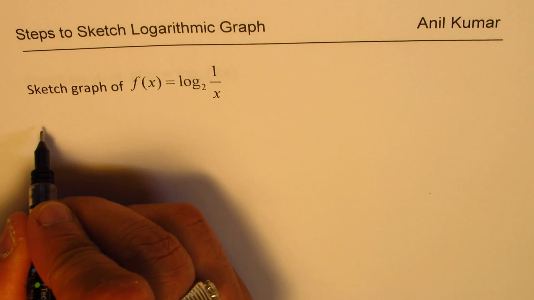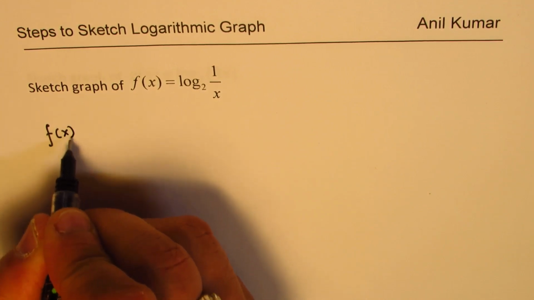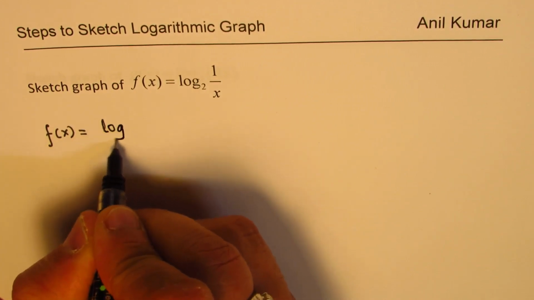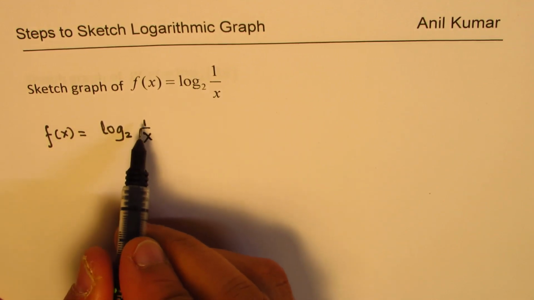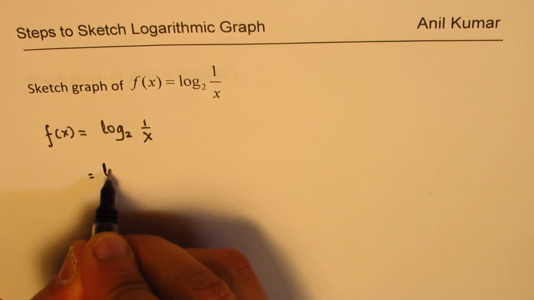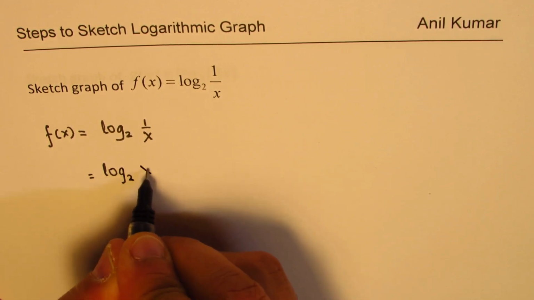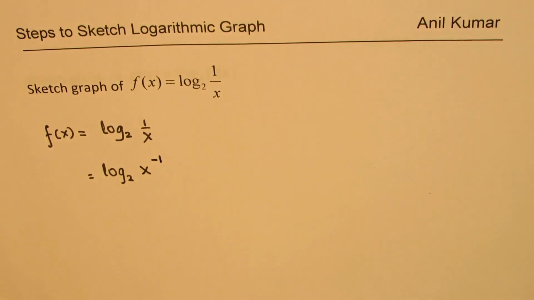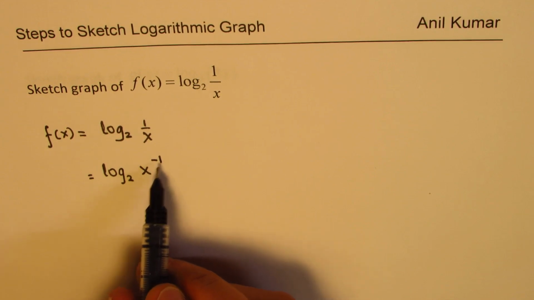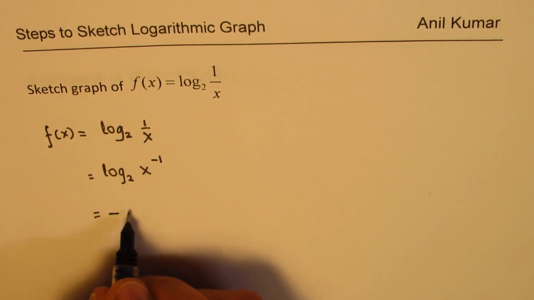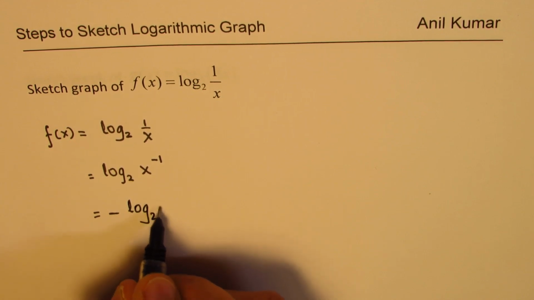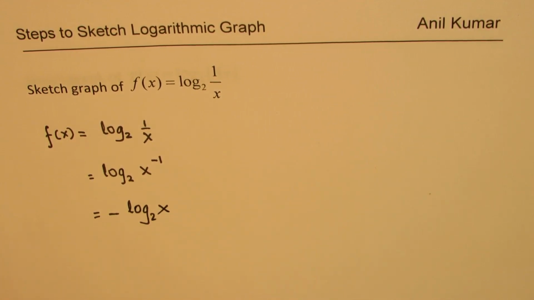Now, what does that really mean, right? So this is an interesting way of writing the logarithmic function. When we write log to the base 2 of 1 over x, we're trying to say this is log to the base 2 of x to the power of minus 1, correct? So obviously this minus 1, when applying the power rules, can now be written as minus of log to the base 2 of x. Now that tells you what?